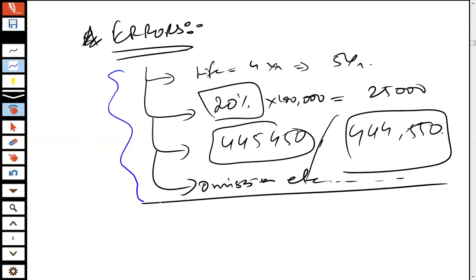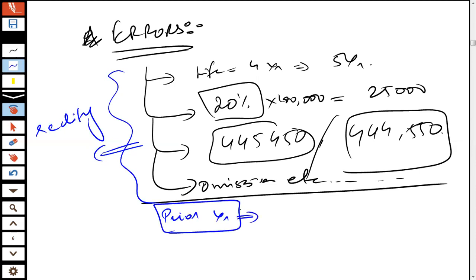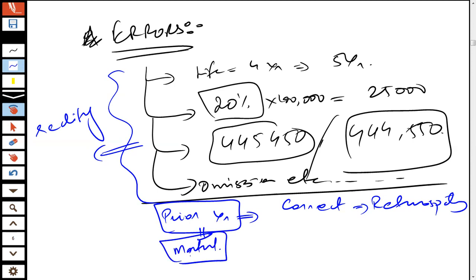Now remember that whenever you come across these errors, it's important that you rectify them. In case, for example, an error has been made in the prior year, you need to correct that error retrospectively, but only if the prior year error was material. If the prior year error is immaterial, then you don't have to rectify it retrospectively. So it is important that you understand if the prior year error was material or immaterial.